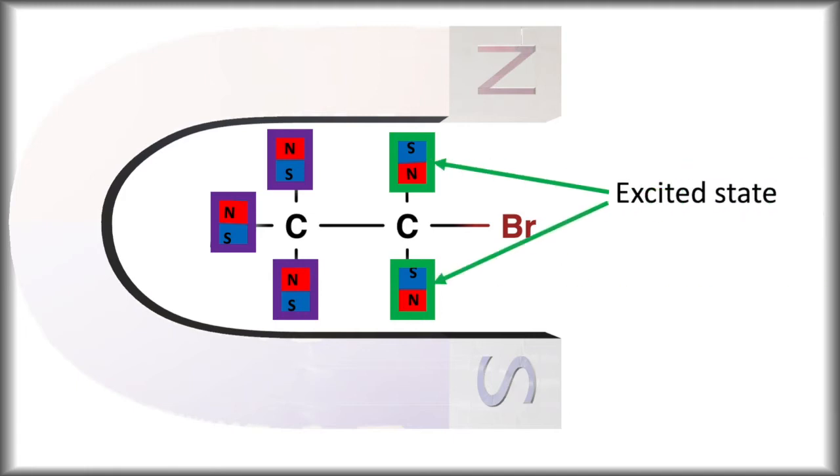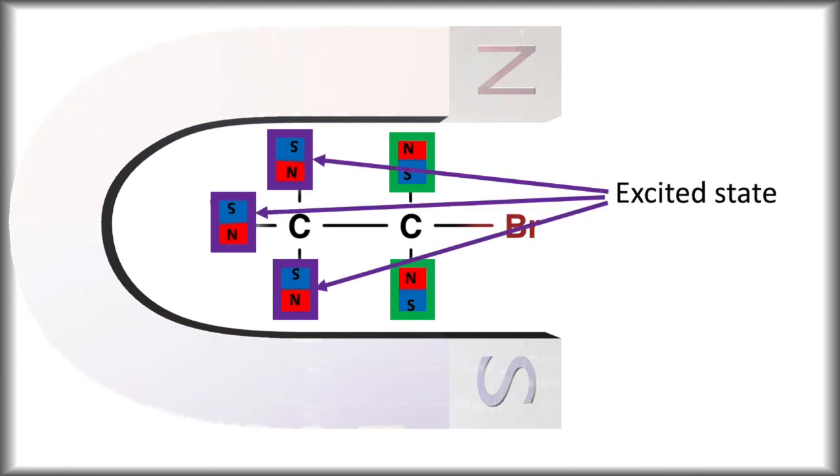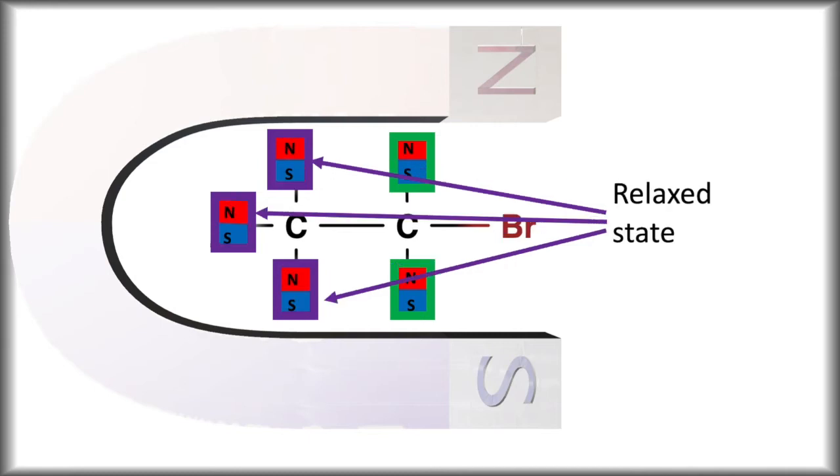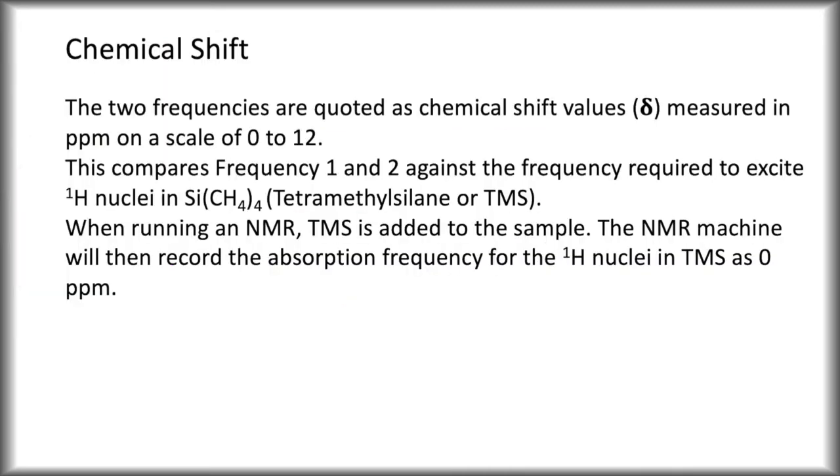And after a very short while, they relax back to their unexcited state. And we can do that again. We can apply the correct frequency to flip the purple nuclei as well, and they would relax down to the normal orientation after a short period of time. So we quote those two frequencies that we've pulsed as chemical shift values, and they're quoted on a scale for hydrogen from 0 to 12.